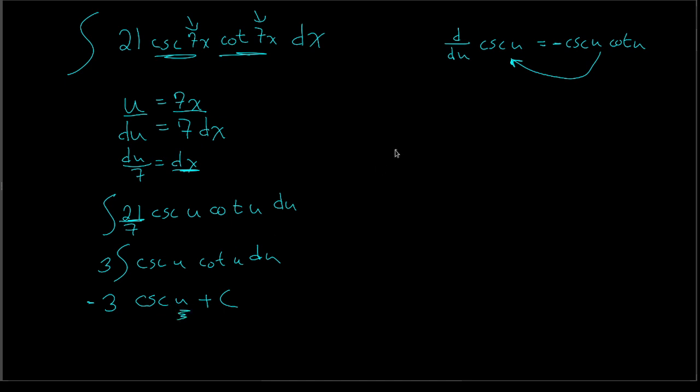But we started in x space, so we want to replace u with 7x, and so we get negative 3 cosecant 7x plus c.